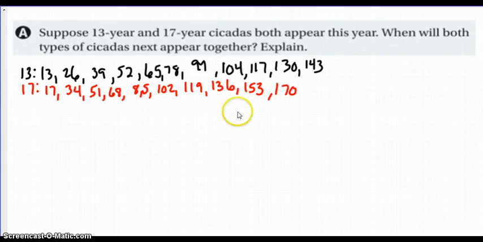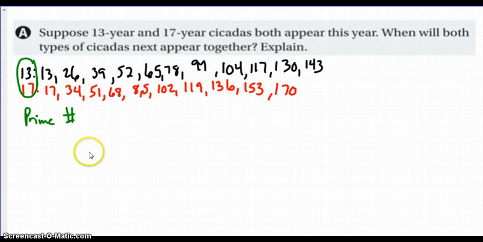So I'm going to stop this strategy of listing out the multiples, because we're going to talk about these numbers. If you take a look at both 13 and 17, these are prime numbers. So for any two numbers that are prime, the least common multiple is going to be the two numbers multiplied together. So we could simply take 13 times 17 to find the least common multiple. Okay, so 13 times 17 is going to equal 221.